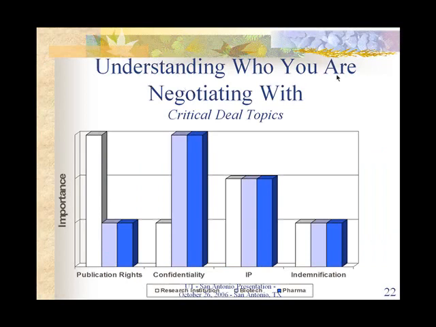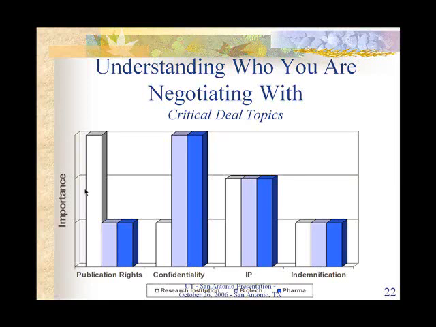So understanding who you are, negotiating with anyone that might be trying to give you some money to do some work. There are critical deal topics. We see here on the y-axis importance, and on the bottom publication rights, confidentiality, IP, and indemnification. And the blank is the research institution, the biotech, and the pharma, the same from the left to the right.